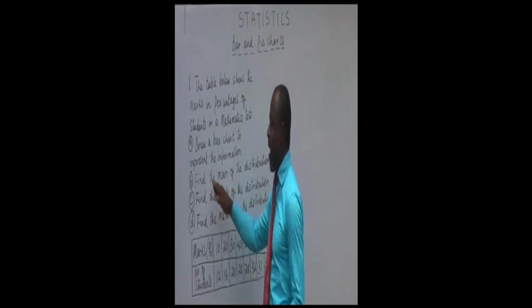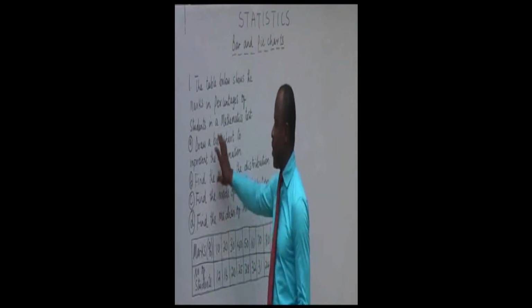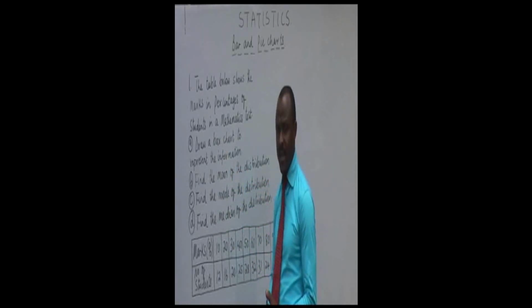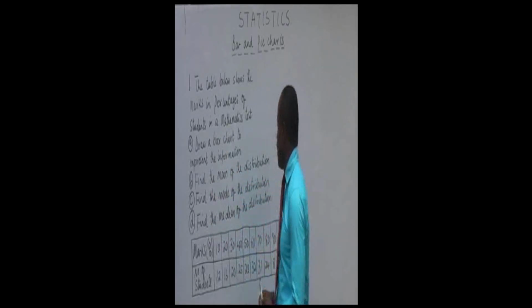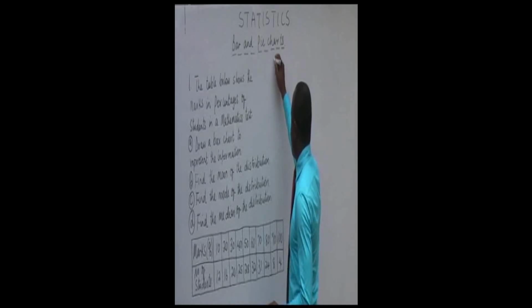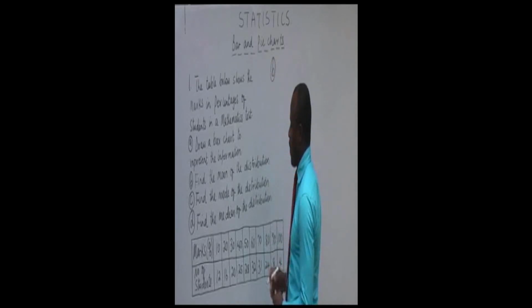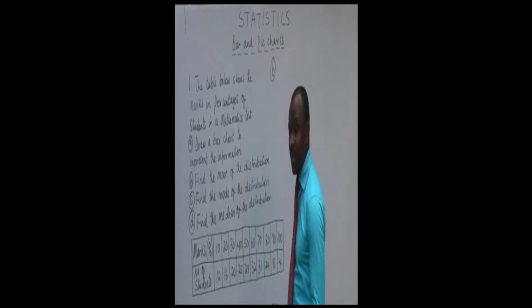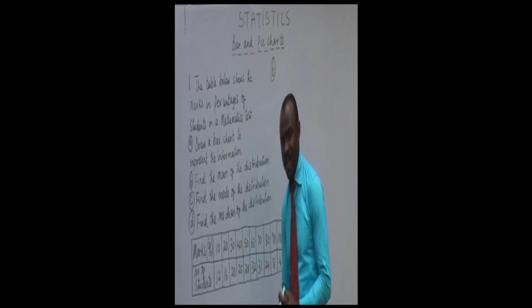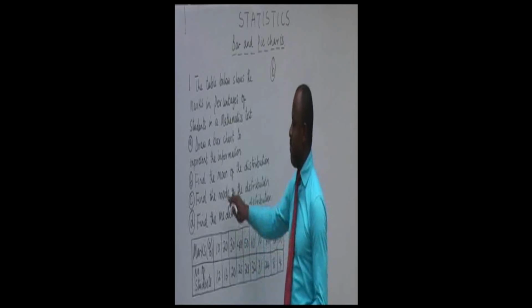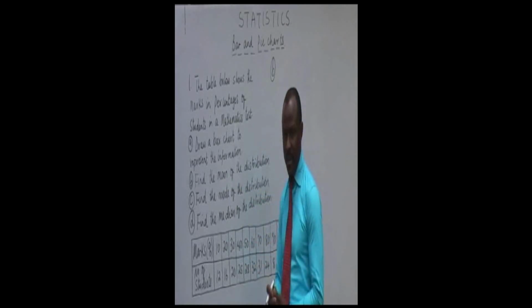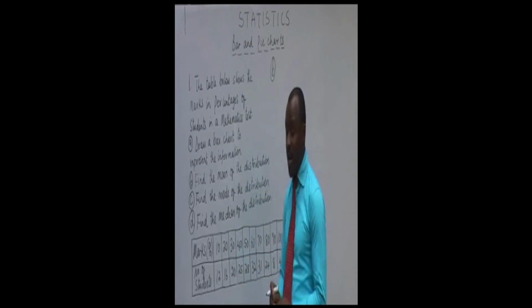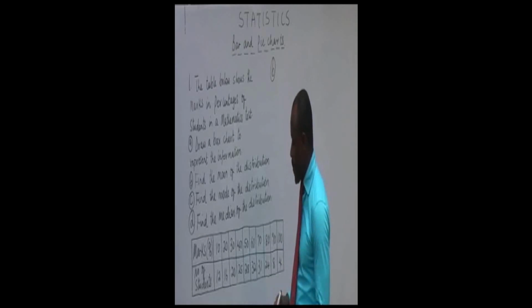Let's do question part B. We have finished drawing our bar chart. Question part B says that we should find the mean of the distribution. Mean means average, and this mean means the mean mark. It's going to be a very long process.